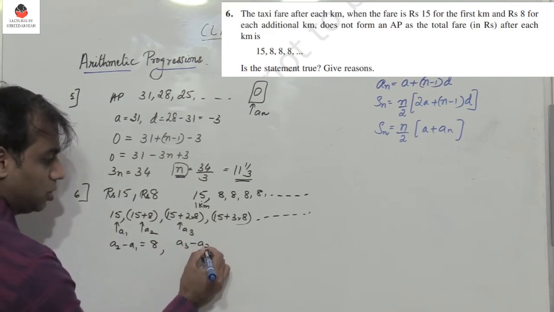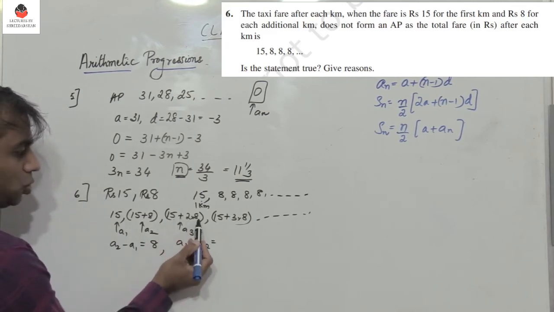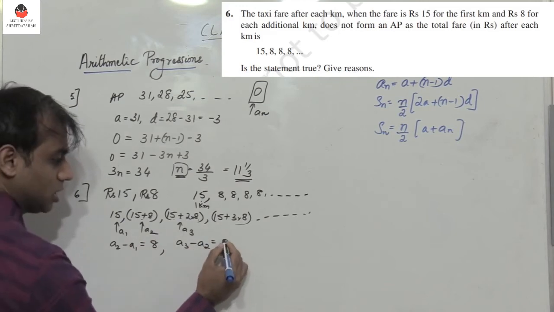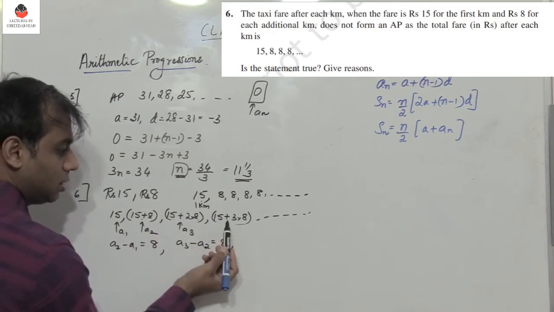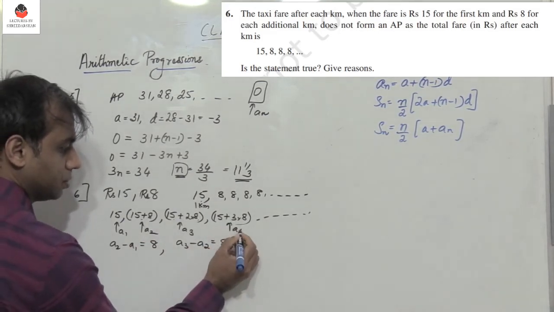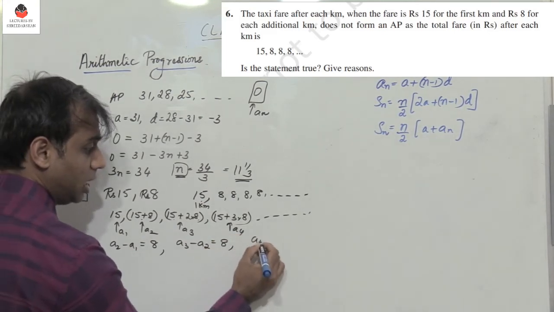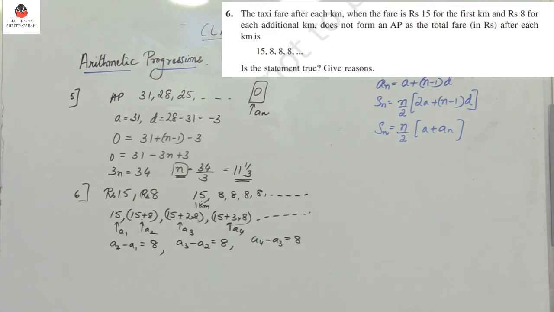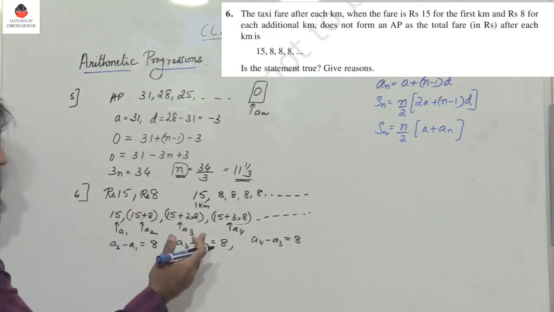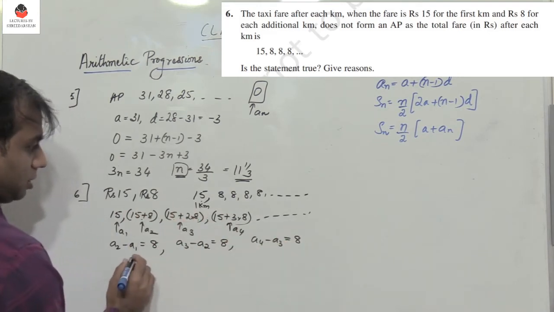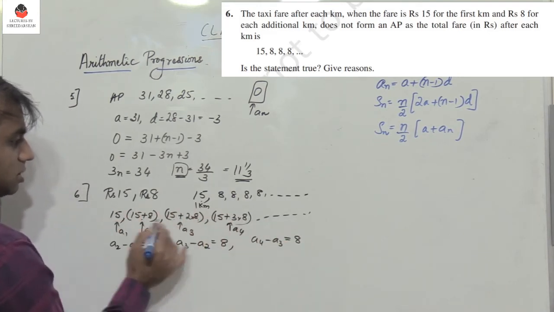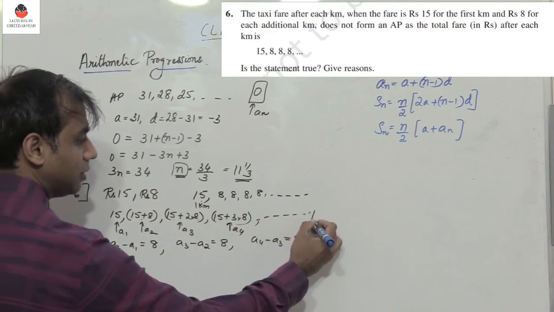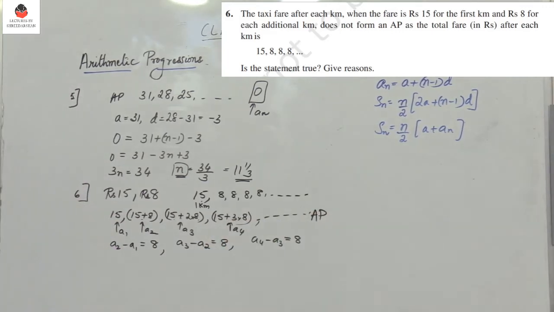A3 minus A2 is again 15 plus 2 into 8 minus 15 plus 8, which gives me 8. And the fourth term minus the third term, A4 minus A3, is also equal to 8. So we get the same common difference. So therefore the total fare after each kilometer definitely forms an AP, right? So this entire sequence of numbers will definitely form an arithmetic progression.